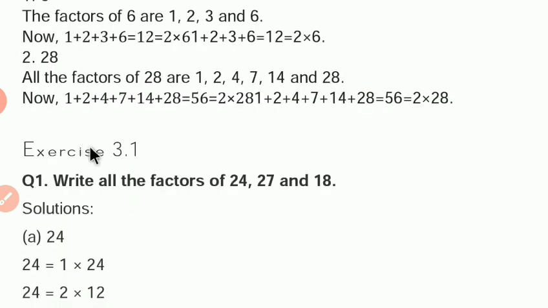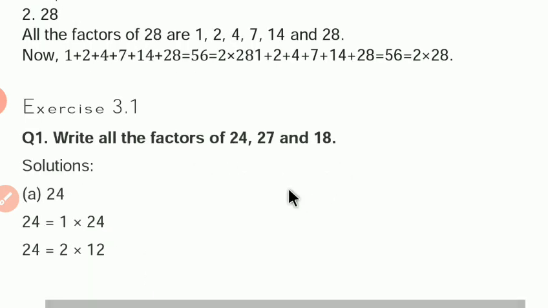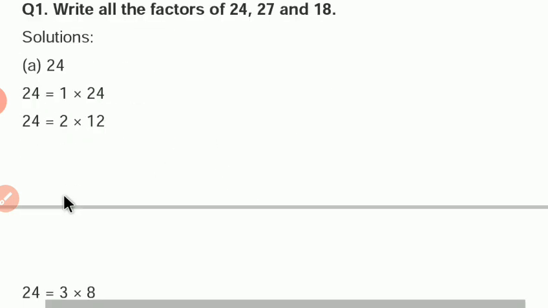Now we'll start our exercise 3.1. Write all the factors of 24, 27 and 18. As we have seen, factors are the numbers which exactly divide a given number. First one is 24. The first factor of every number is 1. It means 1 into 24, 24. Then 24 is an even number, so it is also divisible by 2. And how many times? 12 times.